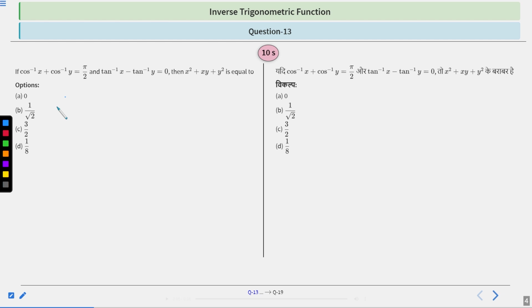So see, what can we do? Since tan inverse x is equal to tan inverse y by using this equation, x will be equal to y. And by putting x equal to y in this equation, we can easily get the value of x and y. And after that, we can put the values of x and y here to get the answer. So in this way, you can try to approach this question. You have 10 seconds to solve or think about this question. After 10 seconds, we will discuss the solution.